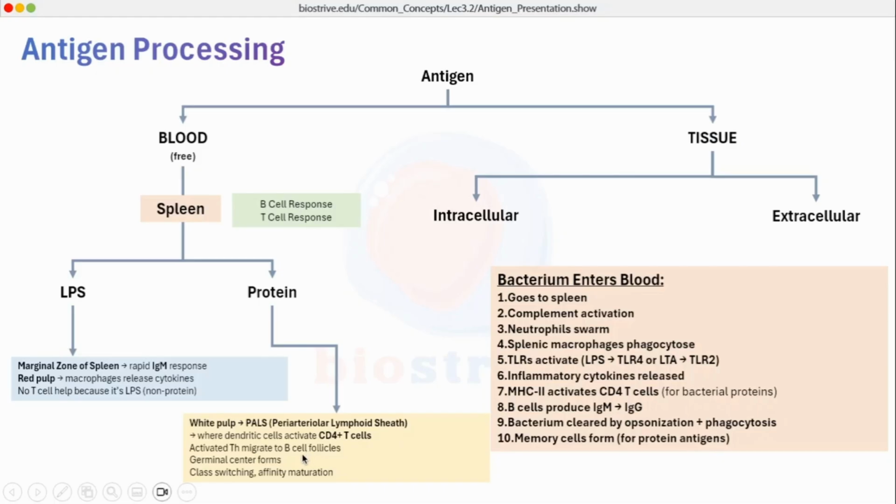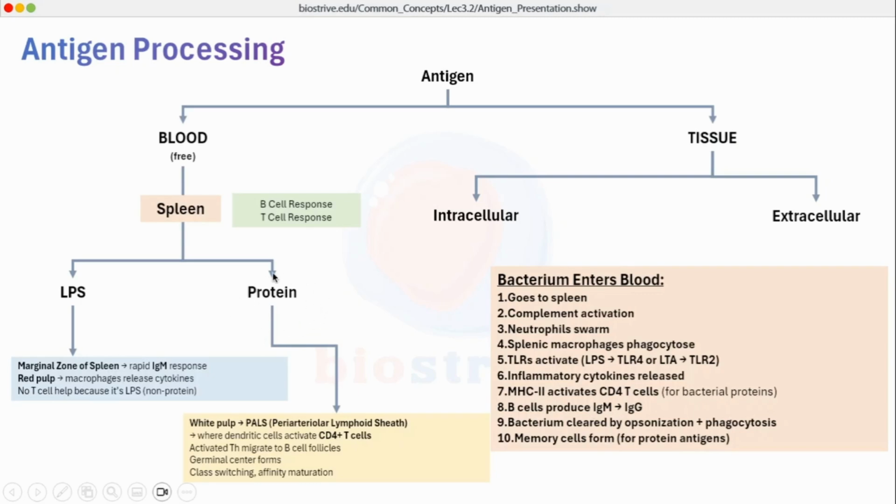So what is the sequence of events? Bacterium enters the blood and goes to the spleen. There may be complement activation as a part of the innate immune response, there may be neutrophil swarms due to respective interleukins, interleukin 8, there will be splenic macrophages, phagocytosis, and toll-like receptor activation with their respective responses. Inflammatory cytokines will be released, and there will be activation of T helper cells, and T helper cells will help activation of B cells, and these B cells will generate IgM antibodies.